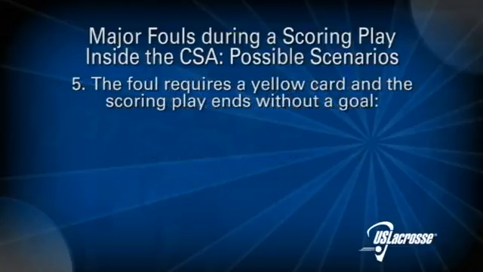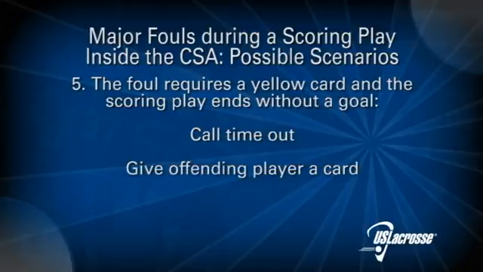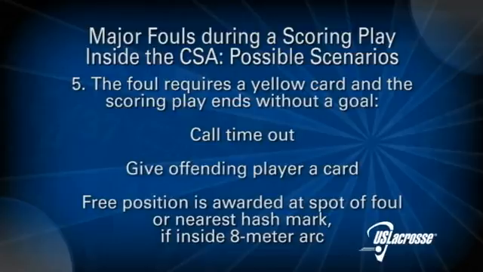If the foul requires a card and the scoring play ends without a goal, the umpire should call timeout and give the offending player a card. Play is then resumed with a free position awarded at the spot of the foul or on the nearest hash mark.